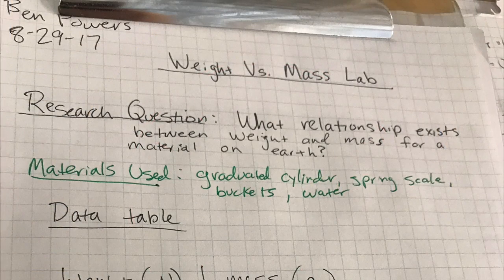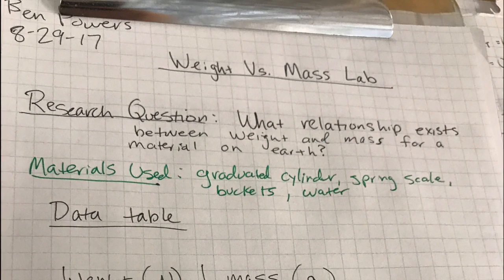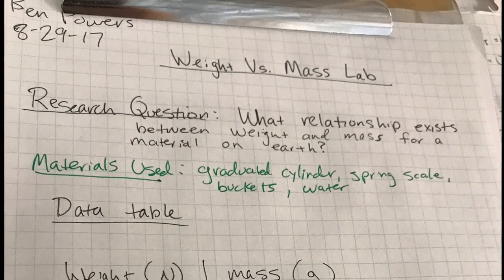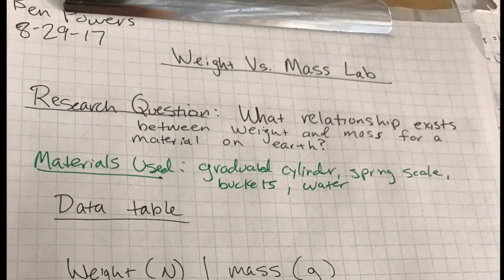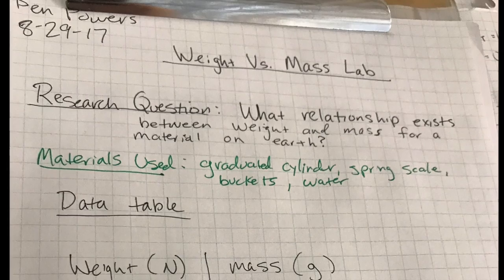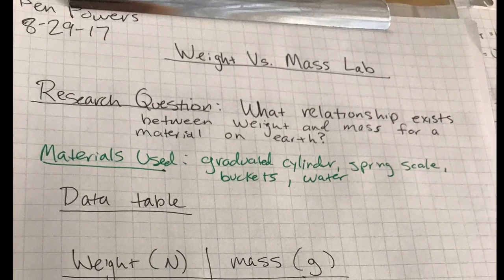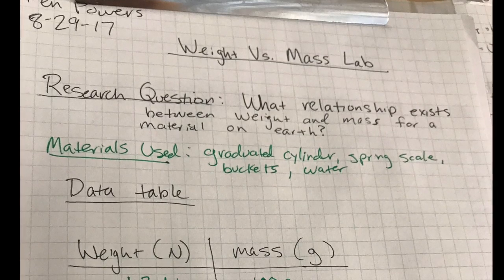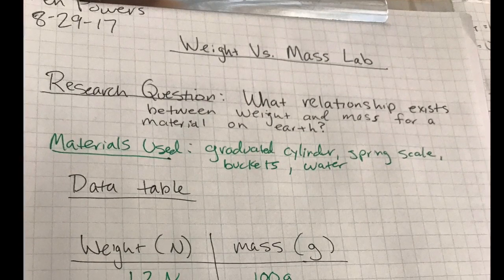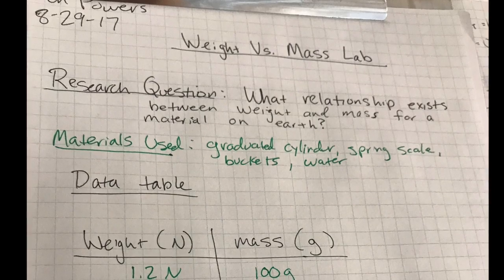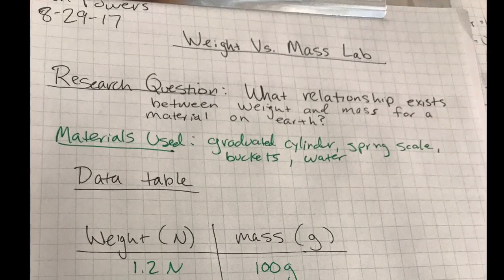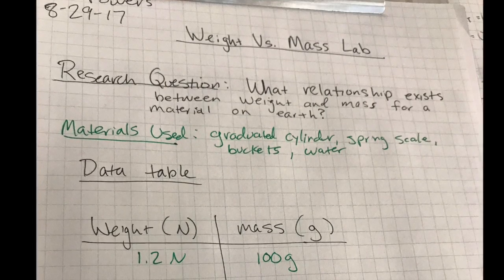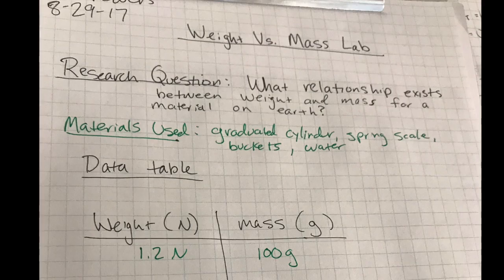To organize your work, what you'll ultimately turn in to me is your lab work on just a sheet of graph paper. There's graph paper available for you, or you can use your own, but pretty much you see what I have on here. I have the title of the lab, I have our research question, that we want to know what relationship exists between the weight and the mass for a material here on Earth. And then I also listed just some of the materials I use, like the graduated cylinder, the spring scale, buckets, water, anything else that you're using in your lab to collect your data.